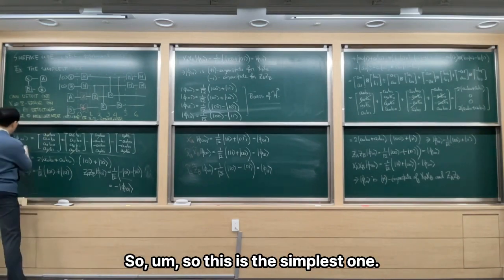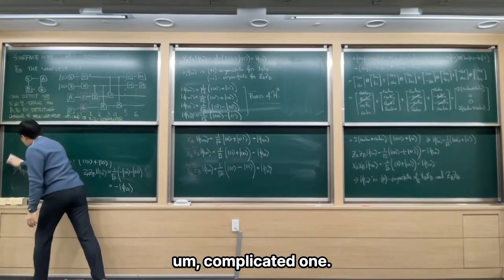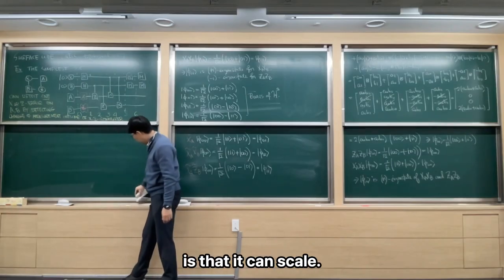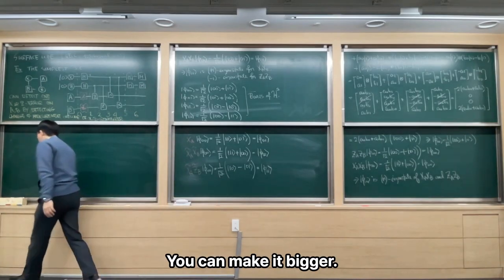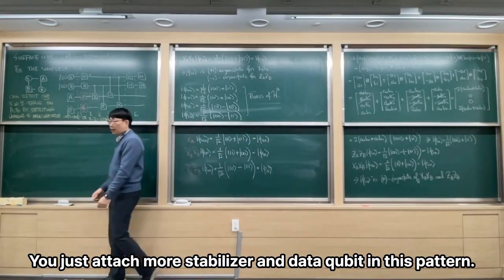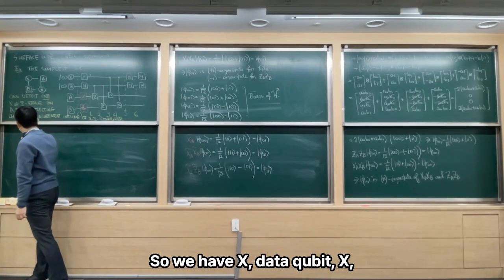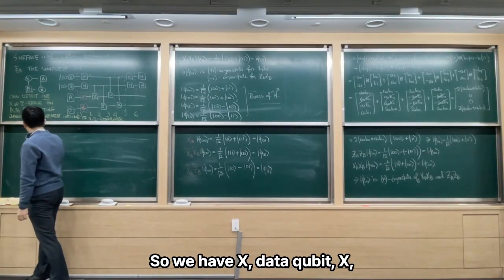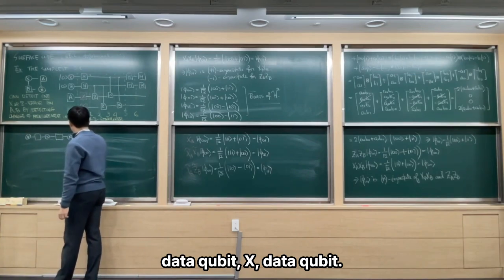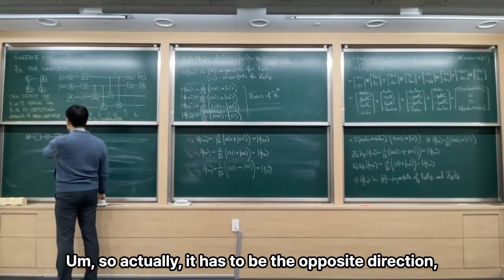So this is the simplest one. I'll give you a slightly more complicated one. The good thing about this surface code is that it can scale. You can make it bigger. How do you make it bigger? You just attach more stabilizer and data qubits in this pattern. So we have X, data qubit, X, data qubit, X, data qubit. Actually, it has to be in the opposite direction.